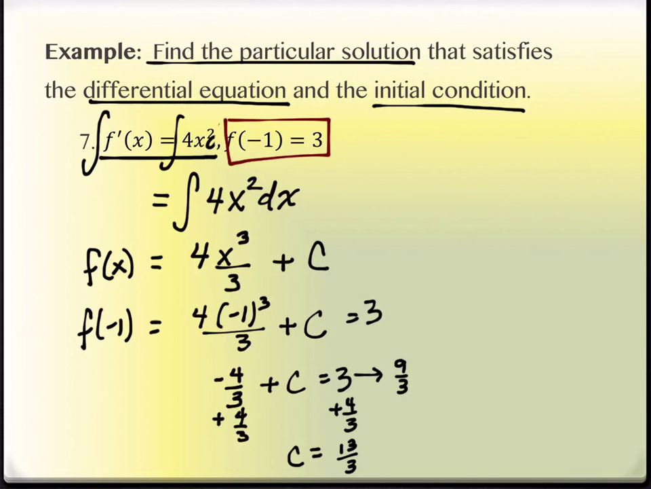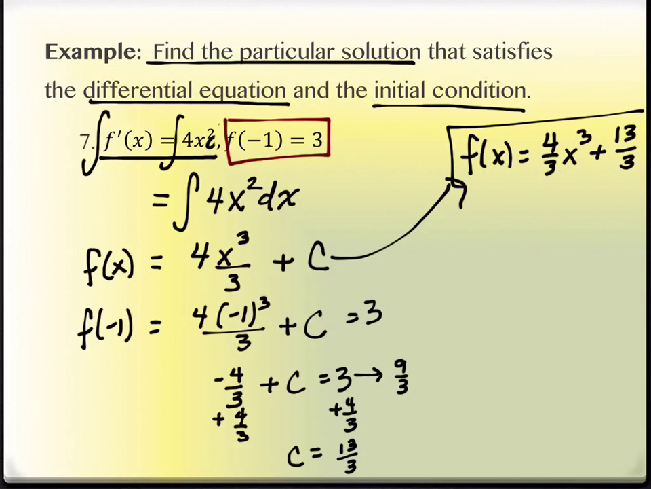You're not done. What they ask you to do is to actually find the solution, which means to take what you got here and plug it in for c. So f of x equals 4/3 x cubed plus 13 over 3.